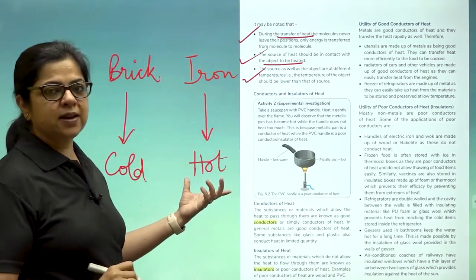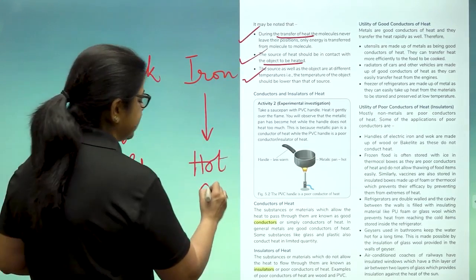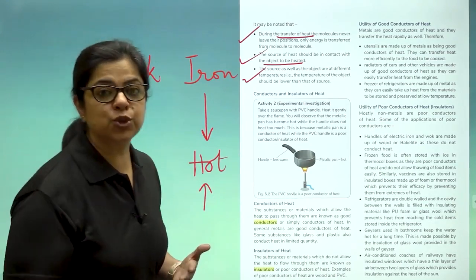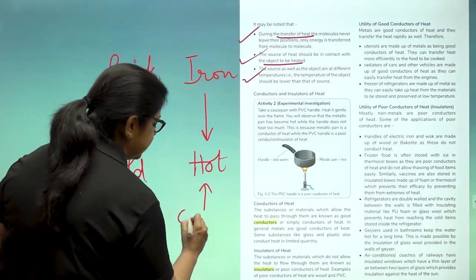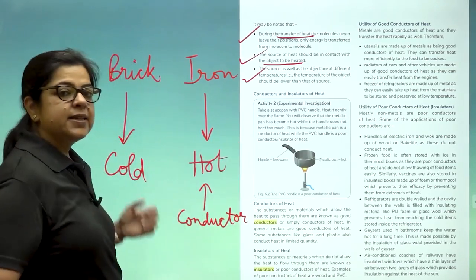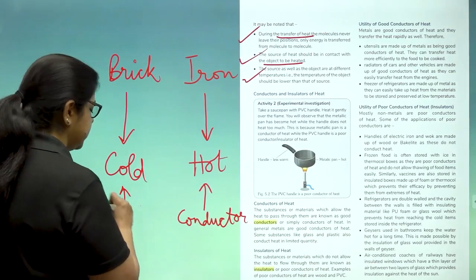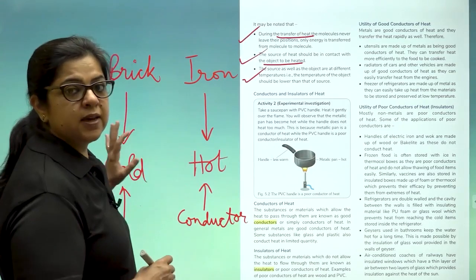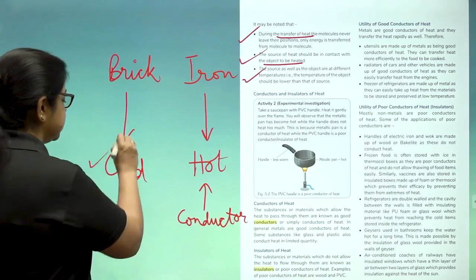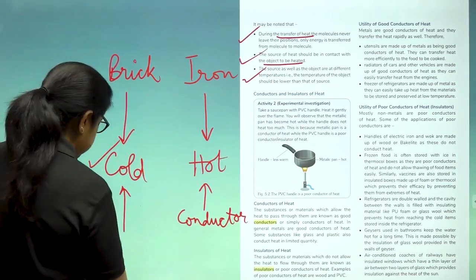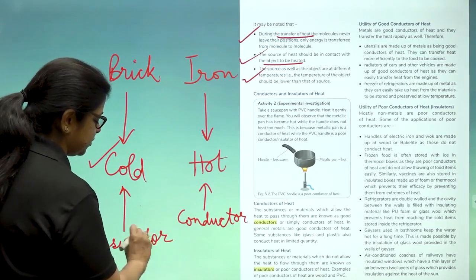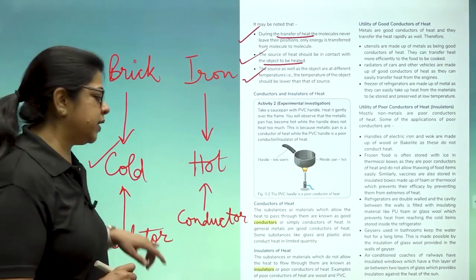So what does this tell us? This tells us that the iron rod was allowing the heat to pass through it. That means it is a conductor of heat. Similarly, here when heat was passed, was the heat allowed to pass? No, it wasn't, because the brick was cold. That means it does not allow heat to pass through it and it is known as an insulator.